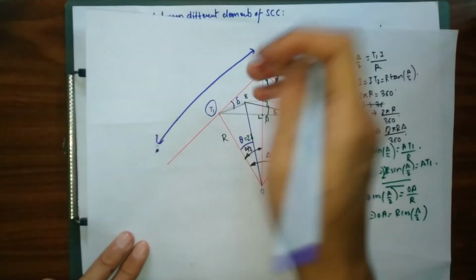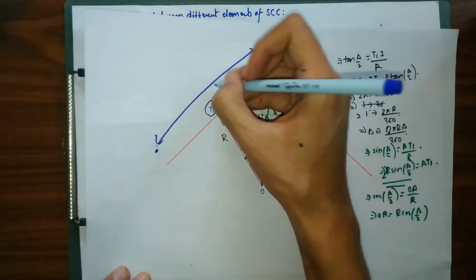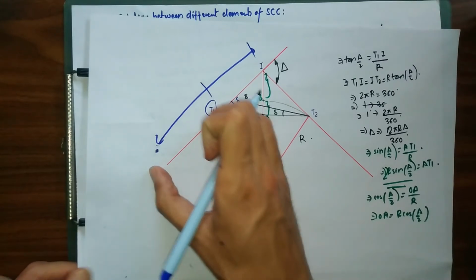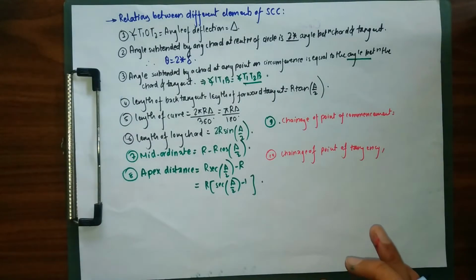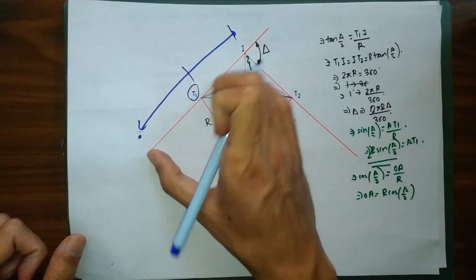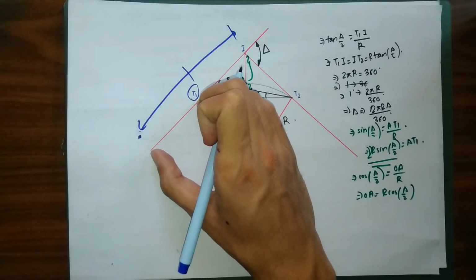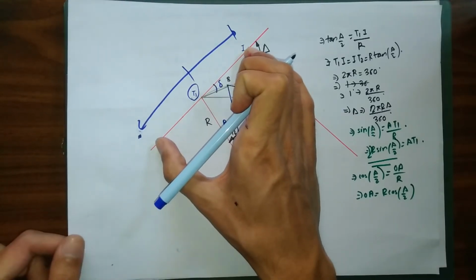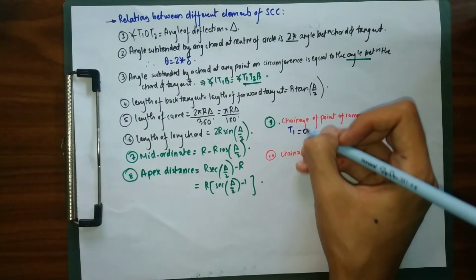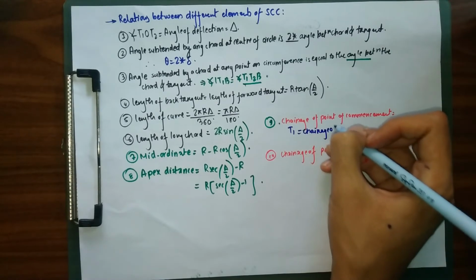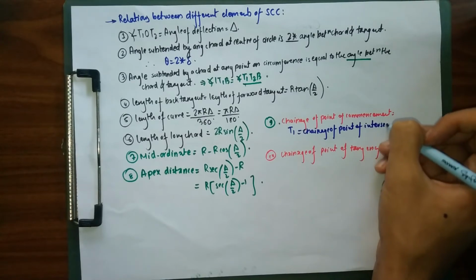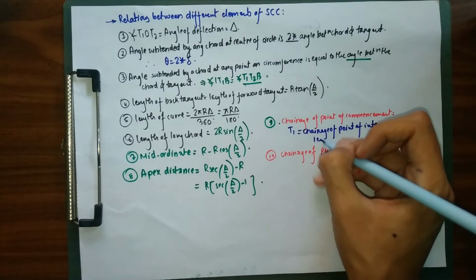We are going to have the certain tangent and the certain chainage. From this chainage, we are going to subtract this T1I, which is our length of back tangent. On subtracting our back tangent from our chainage of point of intersection, we are simply going to get our chainage of point of commencement. So our chainage of point of commencement T1 will be simply equal to chainage of point of intersection minus length of back tangent.